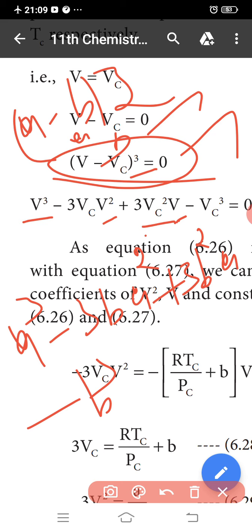As this equation is identical with equation 6.27, we can equate the coefficients of V², V and the constant terms in equations 6.26 and 6.27.